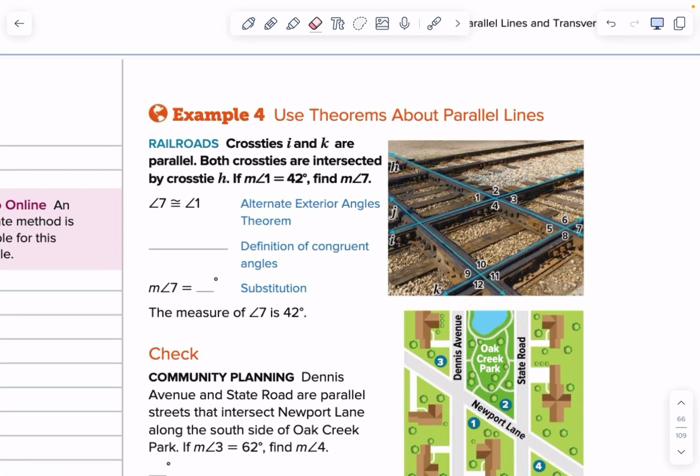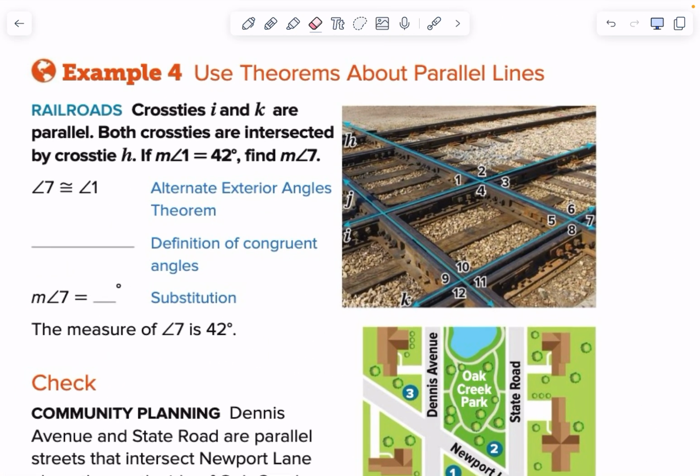Let's do this. All right. Using theorems about parallel lines. Okay. Angle 1 is 42 degrees. Do you see him?